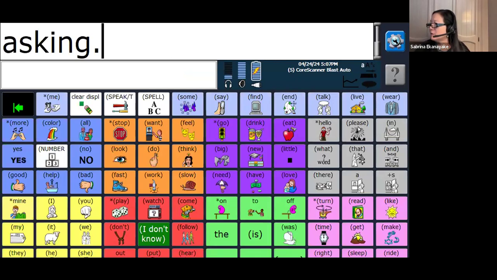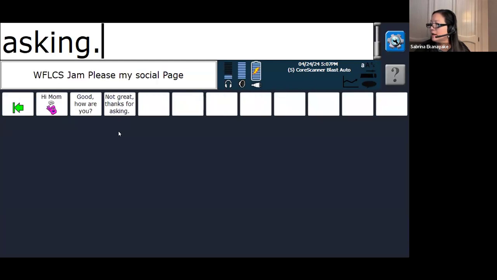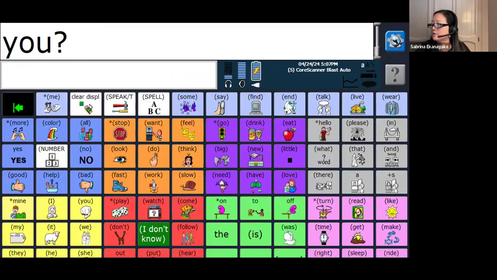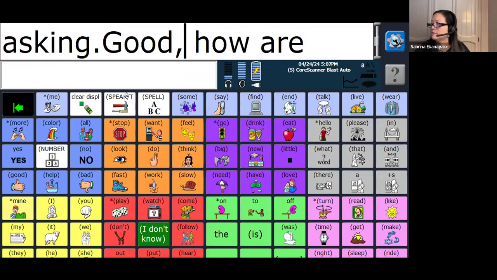So again, we just got through that whole cycle, and she's able to pick whichever thing she wants. Good, how are you? Etc. So there's good, how are you? So let's look at how that would look on the data sheet. And let's just say there was no other prompting, or maybe there was. We can talk about how to note that.